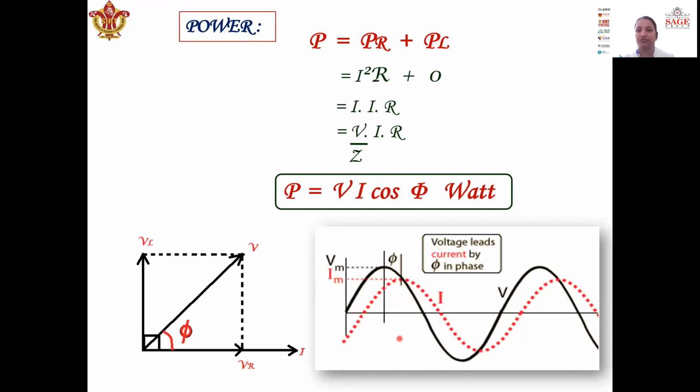So this is all about the behavior of an AC circuit with resistance and inductance. I hope you will get the complete knowledge of it from the derivation. So do practice, and in the next class we'll discuss numericals on this circuit, and we'll discuss the RC series circuit.